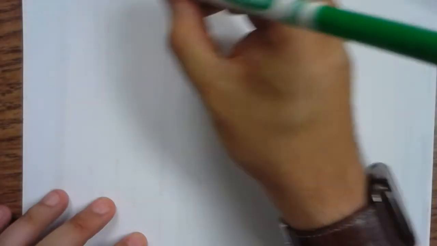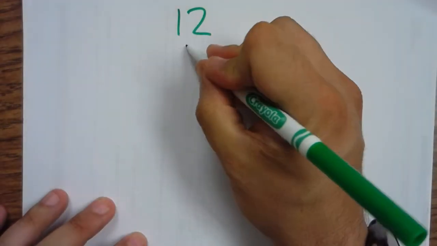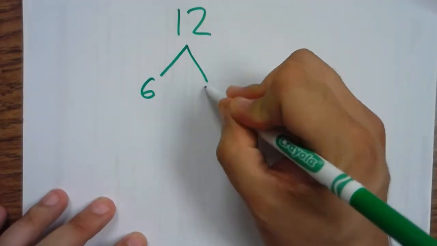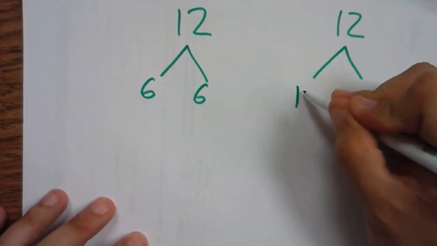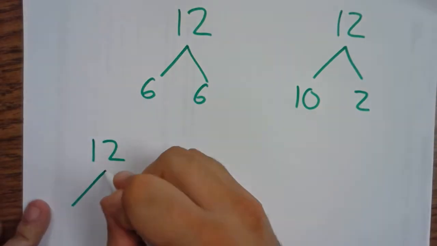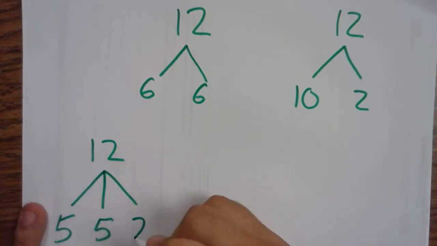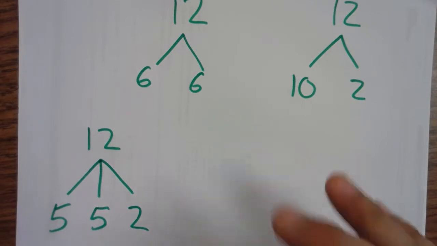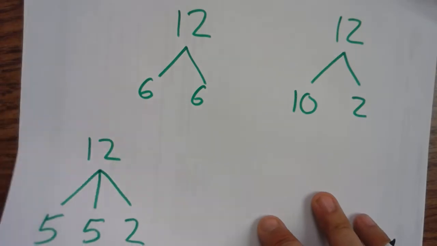So just to show you a few more examples of how I could break up my number bonds, I could do the number, let's say 12. And I could break that up into 6 and 6. I could break up 12 into 10 and 2. I could break up 12 into 5 and 5 and 2. And I can continue and go on and on. You get the idea. It becomes a number tree when I decide I'm not going to stop with just 2 different parts. So let's continue with the number 12 this time.